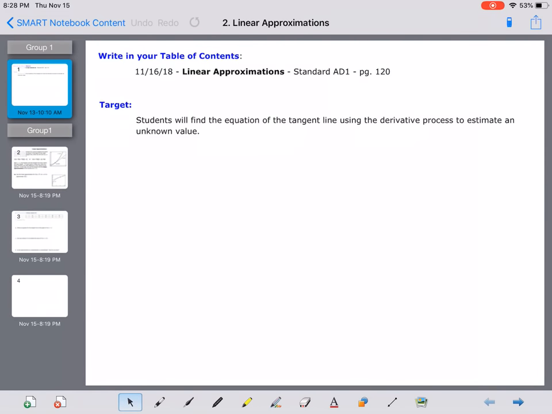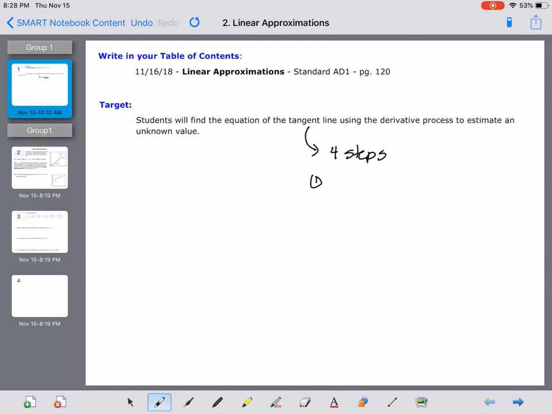So this target is students will find the equation of the tangent line using the derivative process to estimate an unknown value. Remember, when we talk about using our derivative process to find the equation of the tangent line, that's always 4 steps. I'm going to review that really quickly.